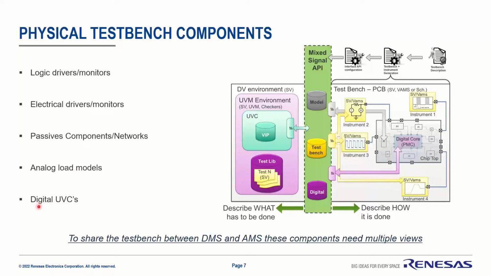UVCs as well. Now, the key thing with all of this is if you're wanting to share the testbench between DMS and AMS, your electrical driver is going to have a DMS version, and it's going to have an AMS version. Similarly with your passive networks. So it's not like you place what you want down and it's going to work in both. You need to have two views of each of these cells and make sure that they align. But that's some upfront work that once you've done, everyone can use.